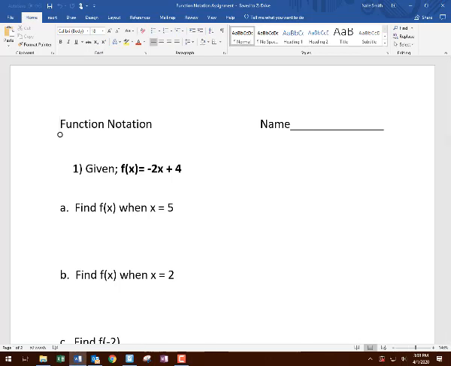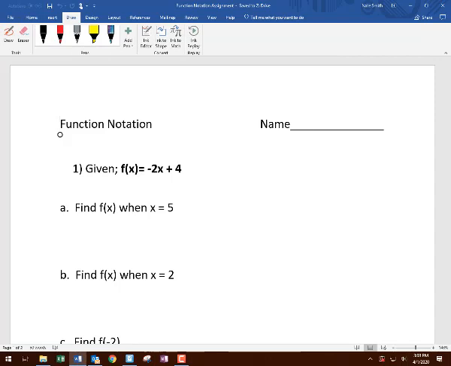Okay. Let me see if I can remember how to make the drawing thing work here. And I'll go through this first example with you. Given f of x equals negative 2x plus 4. Now I go down to A. Find f of x when x equals 5.